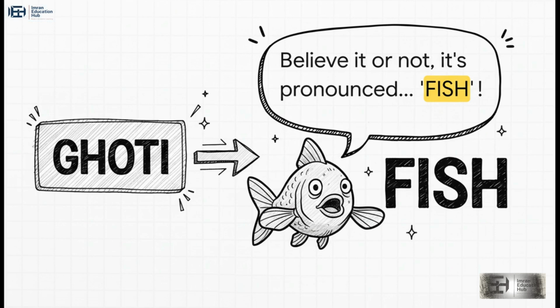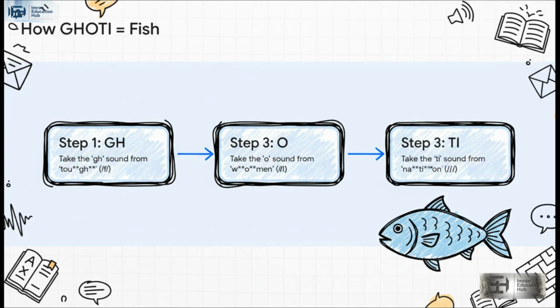Believe it or not, based on the wacky, inconsistent rules of English, that pronunciation is technically correct. Let me show you how. So how on earth do we get there? Well, you take the GH sound from the end of the word tough. That makes an F sound. Then you take the O sound from the word women, which makes an I sound. And finally, you grab the TI from the middle of the word nation, which makes that sh sound. You put it all together, f, i, sh, and you get fish.